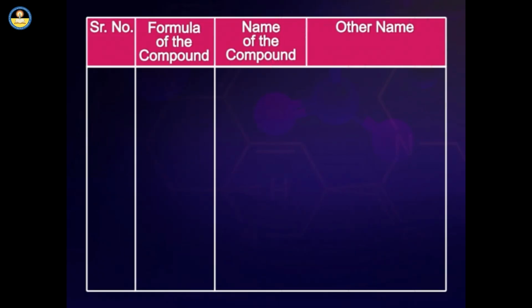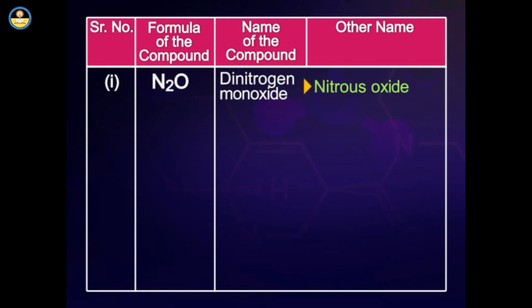Let us try to name compounds formed by nitrogen and oxygen. Formula of the compound is N2O. Name of the compound is dinitrogen monoxide. It is also named as nitrous oxide.